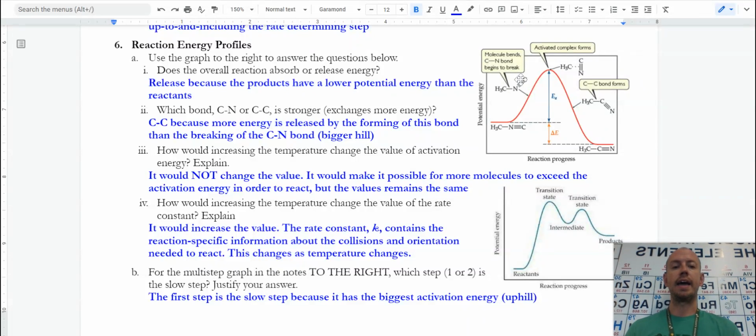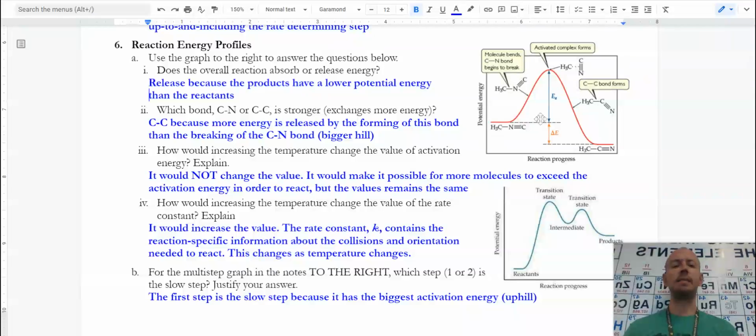So we had an uphill and a downhill and ended lower than we started. In terms of our starting position, our delta E, or our energy change, is negative. We released energy because the products have a lower potential energy than our reactants. We would define that as exothermic, energy being released.